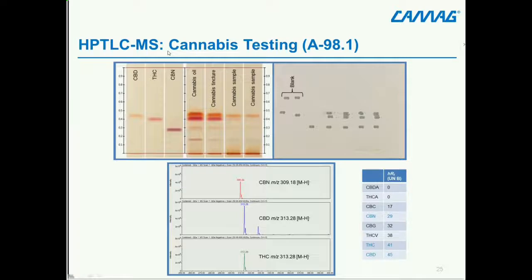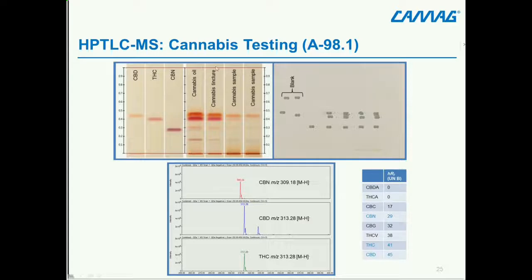For HPTLC-MS coupling, for structure confirmation, we have two different methods: an older application note with another mobile phase system, where the cannabinoids, or the most interesting cannabinoids, are better separated, but the cannabinoid acids are sticking on the application position. So if you're interested in the cannabinoids, then this method is very good. If you are interested in the cannabinoid acids, then here you have the limitations because they are not separated, they are not migrating.